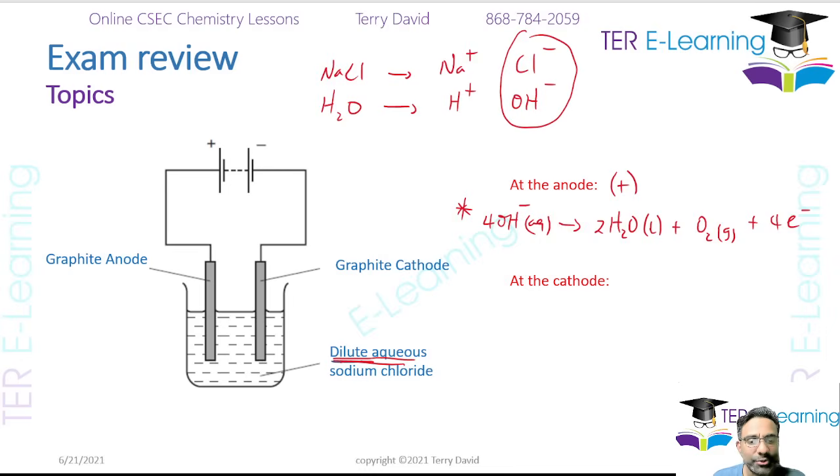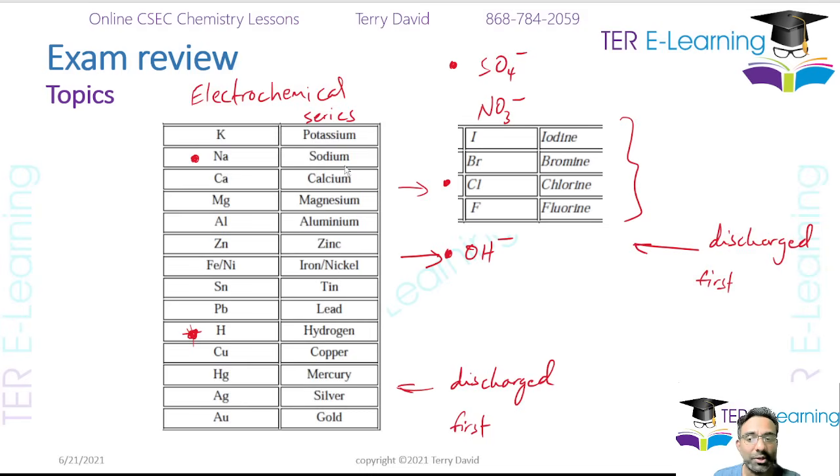Now here's the part that students make mistakes with, right? So when it comes to the cathode, your cathode is your negative electrode. But when you look at the negative electrode, we have two options. Either Na⁺ or H⁺ could be discharged. Now, the only way to determine which one is going to be discharged here, we must look at the electrochemical series. Again, we're looking at hydrogen here and we're looking at sodium. The fact that hydrogen is below sodium, it means that hydrogen is going to be discharged.